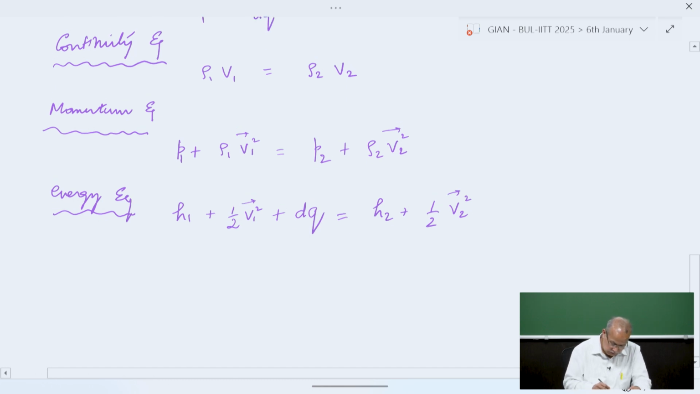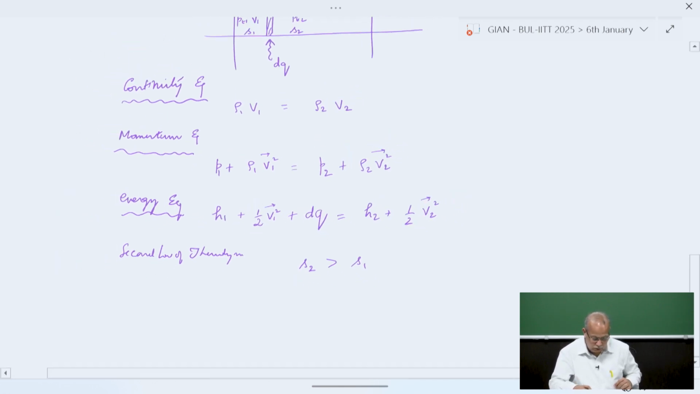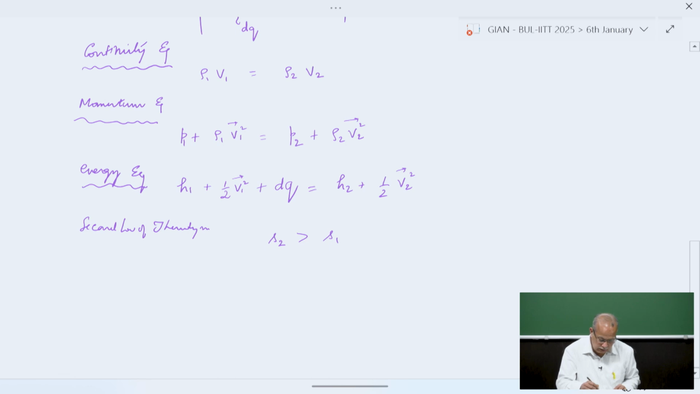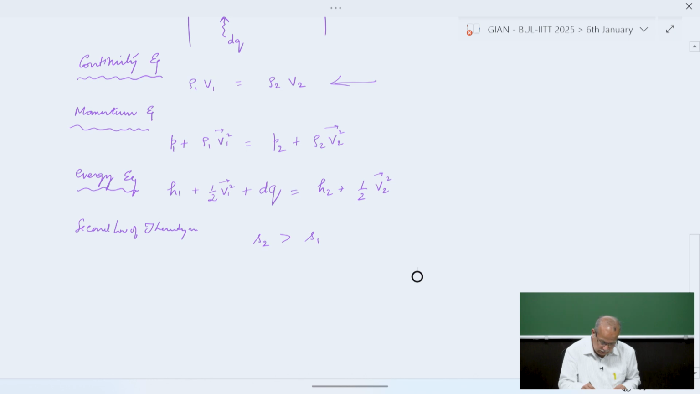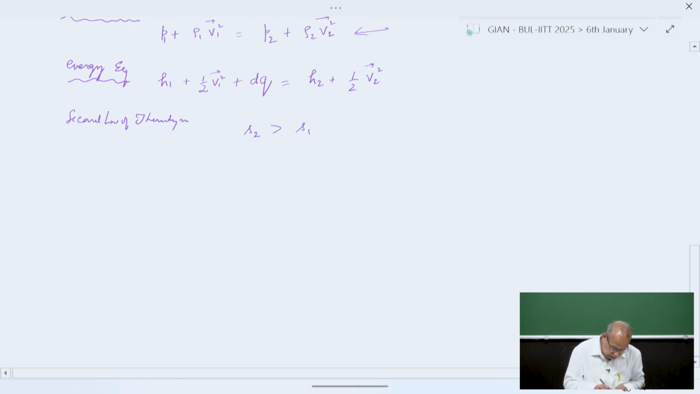Then the fourth governing aspect is that the second law of thermodynamics must be satisfied, which means entropy due to heat addition will increase. S2 will be greater than S1. So what we are going to do is start looking at this model, start with continuity, and then apply what we have deduced from the continuity to the momentum. That's what we're going to do now. So let me start with the continuity equation.